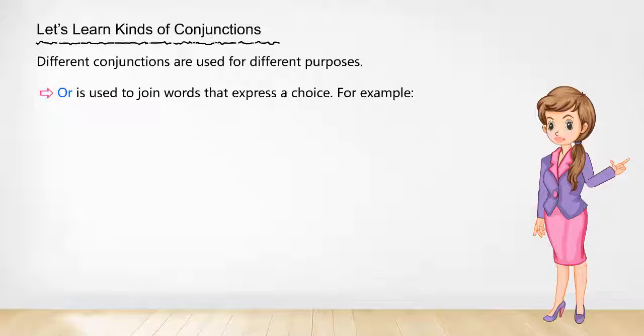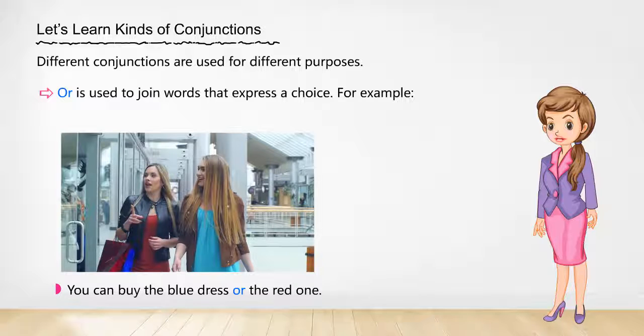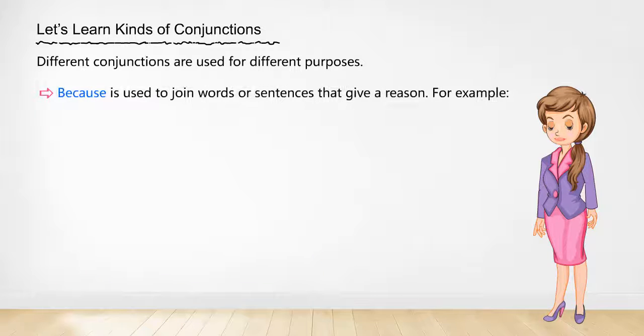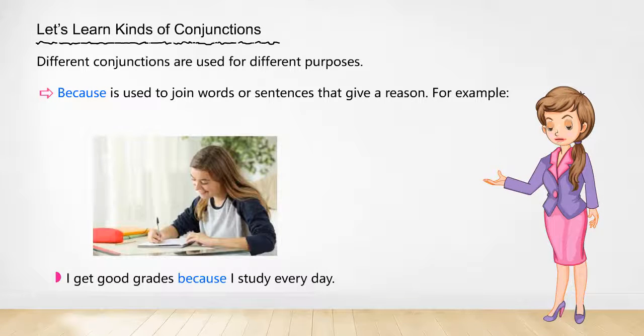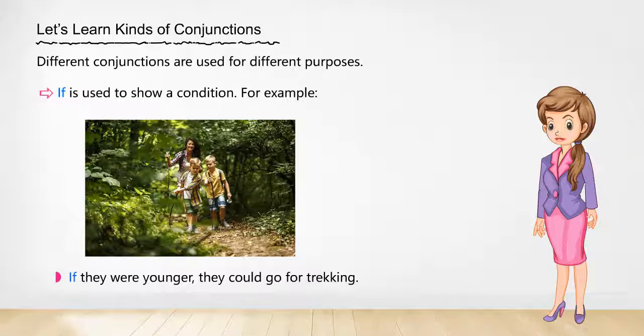Or is used to join words that express a choice. For example, you can buy the blue dress or the red one. Because is used to join words or sentences that give a reason. For example, I get good grades because I study every day. If is used to show a condition. For example, if they were younger, they could go for trekking.